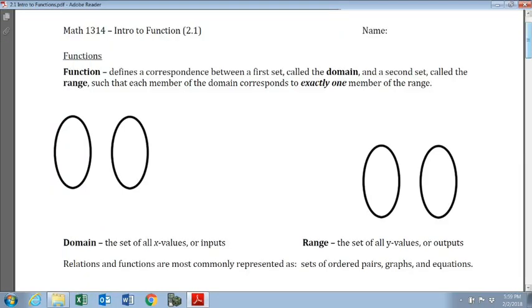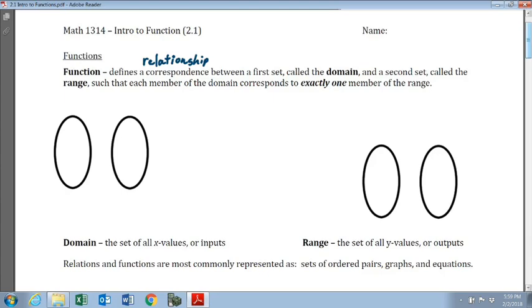Alright, in this video I'm going to introduce you to functions. It says here a function defines a correspondence. Another name for correspondence would be relationship. So correspondence or relationship between a first set called the domain and a second set called the range, such that each member of the domain corresponds to exactly one member of the range.